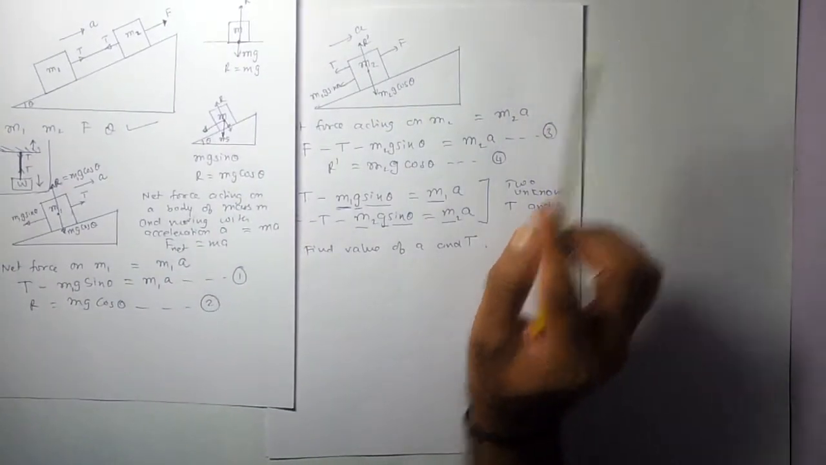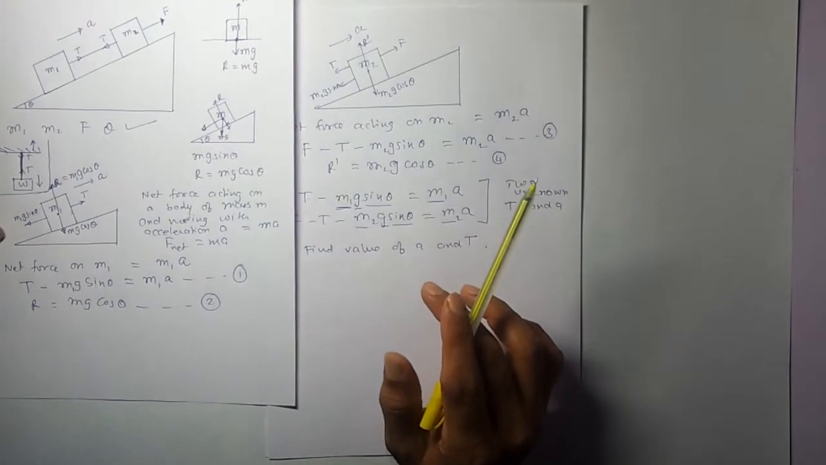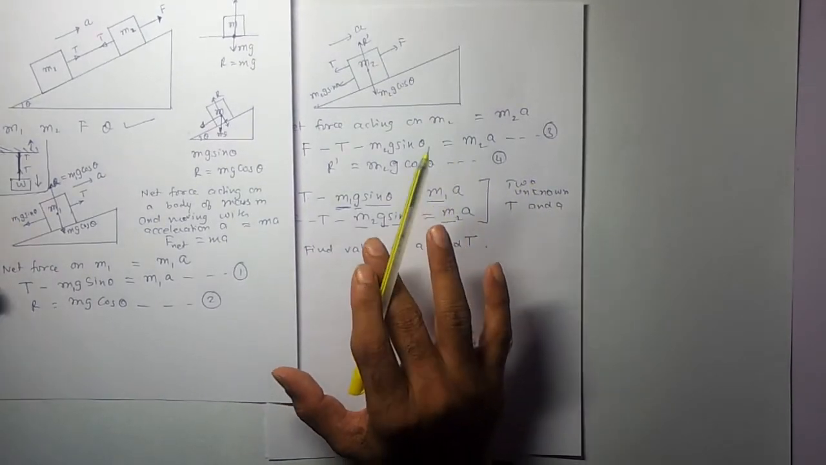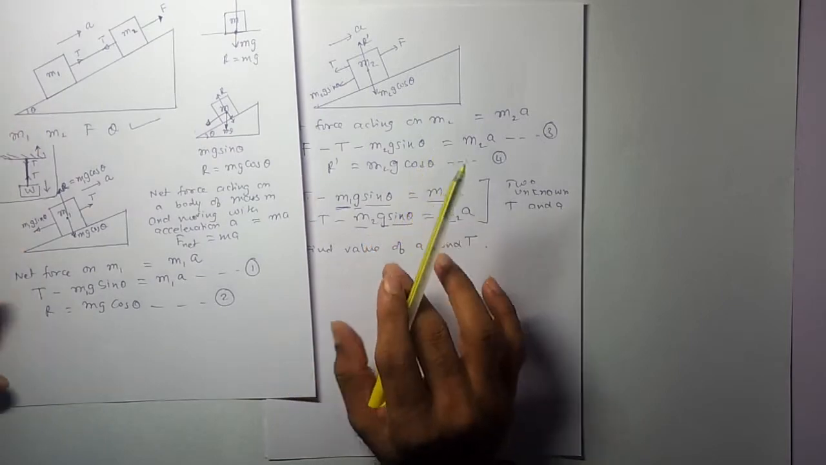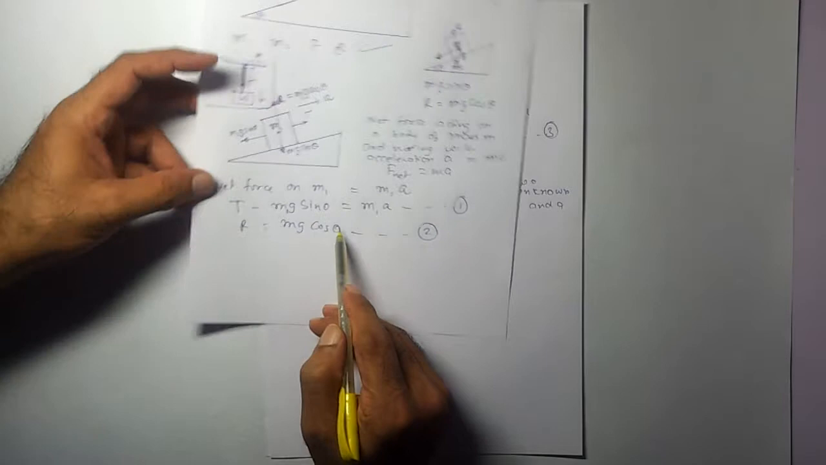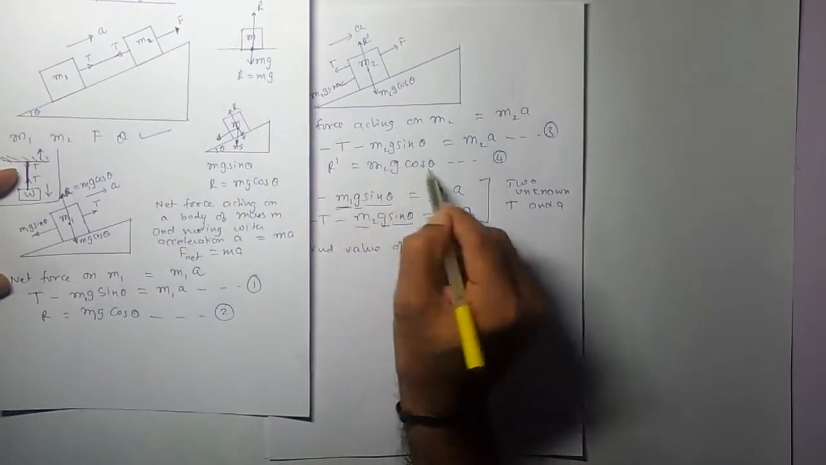With this, I have just about completed the discussion on connected motion of two objects on an inclined plane. Of course, we have two more equations which we have not talked about. R is equal to m1g cos theta, and R dash is equal to m2g cos theta. They help us find out the force acting on the inclined plane.